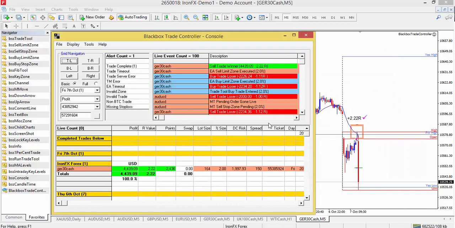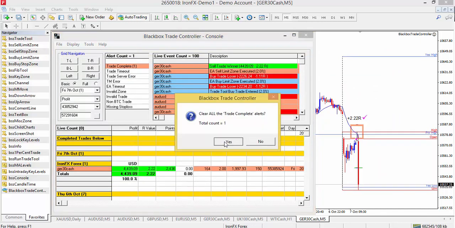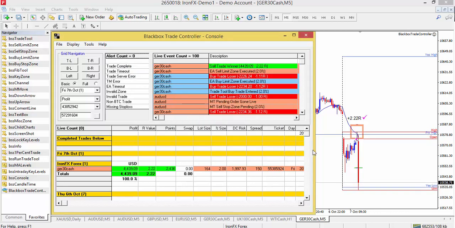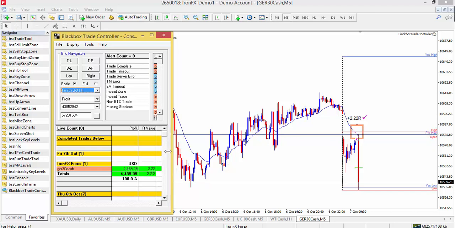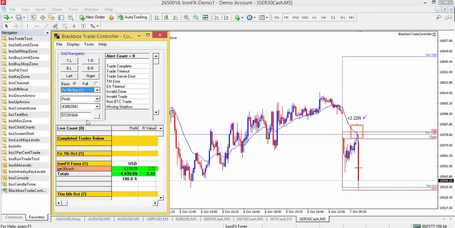This video includes two further trades, one taken on the Aussie dollar 1 hour time frame using the buy limit zone pending order tool, and the other taken on the WTI cash 1 hour time frame using the buy limit zone channel pending order tool.